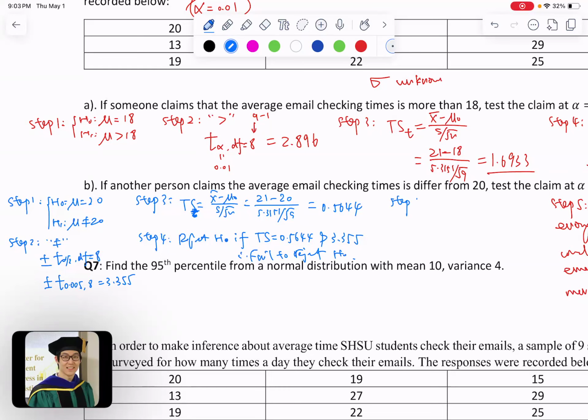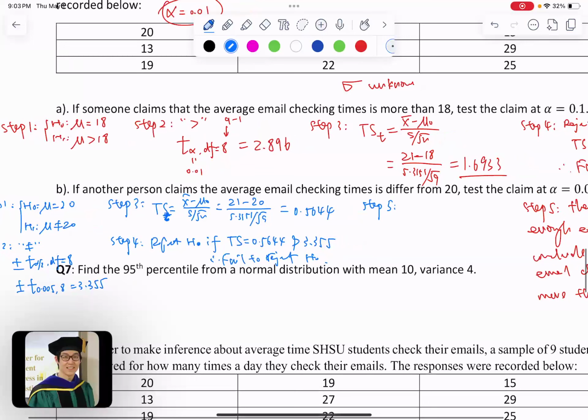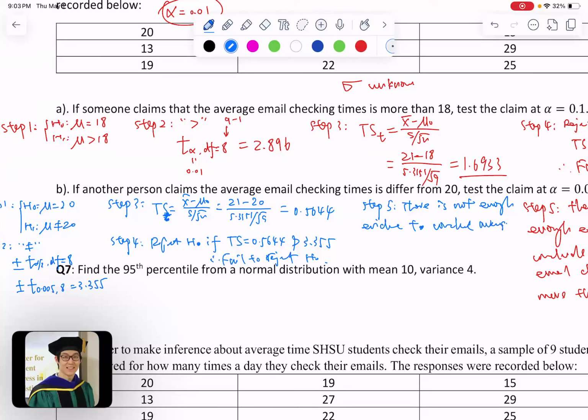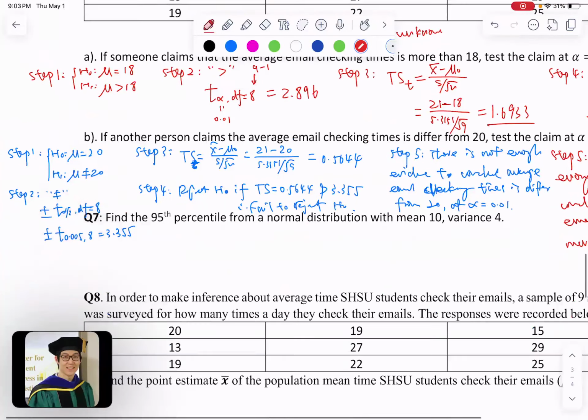So step 5, there is not enough evidence to conclude the average email checking time differs from 20 at alpha equals 0.01. All right, that's question 6.